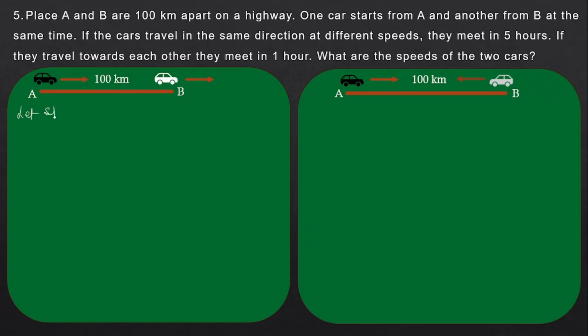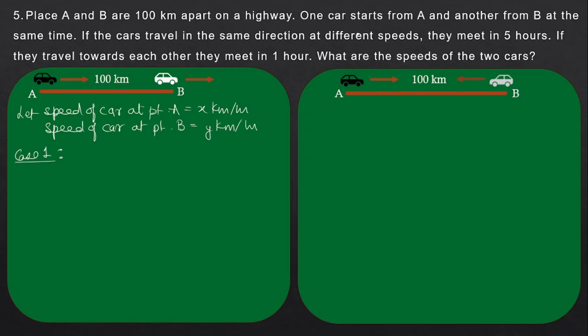So let the speed of the car at point A be x km per hour and the speed of the car at point B be y km per hour. Let us see the first case. The first case says if the cars travel in the same direction at different speeds, they meet in 5 hours. As you can see in the first figure, both the cars are moving in the same direction, and when they travel for 5 hours, they are going to meet at a point. So assuming that they meet at a point C.